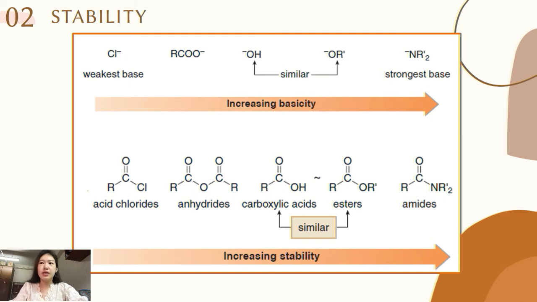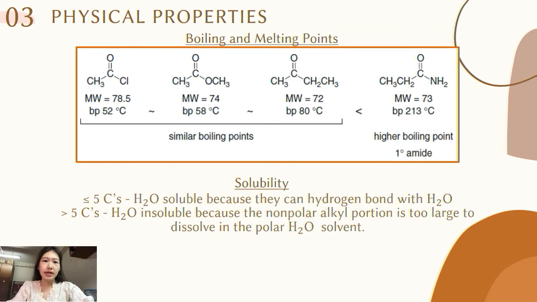As mentioned before, the more basic the leaving group, the more resonance effect contributed. So when the basicity of Z increases, the stability of the derivatives increases due to the added resonance stabilization. Acid chlorides, esters, and ketones have similar boiling and melting points, but lower than those of primary amides. For solubility, compounds with less than or equal to 5 carbons are soluble in water. Compounds with more than 5 carbons are insoluble in water.